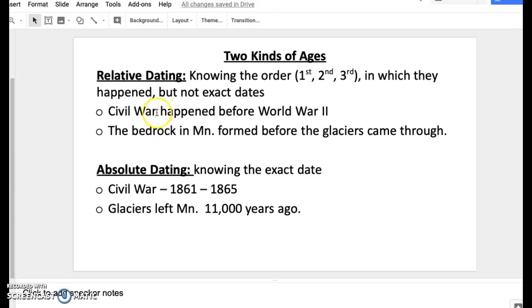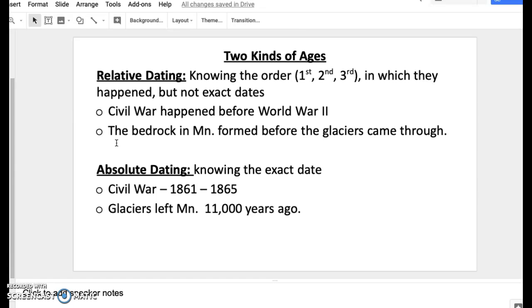So here's some examples. We know the Civil War happened prior to World War II, so the Civil War's relative age compared to World War II is that it is older. Also, the bedrock in Minnesota existed prior to the glaciers coming through, so the bedrock's relative age is older. We know this to be true because if we look at the bedrock in Minnesota, we can see glacial scratches on it. And with that, we have to conclude that the bedrock must have existed first in order for the glacier to scratch it second.